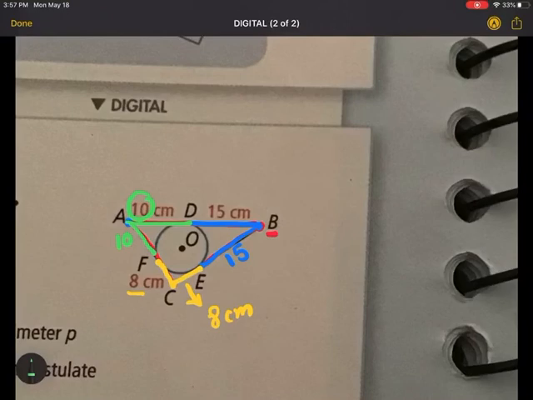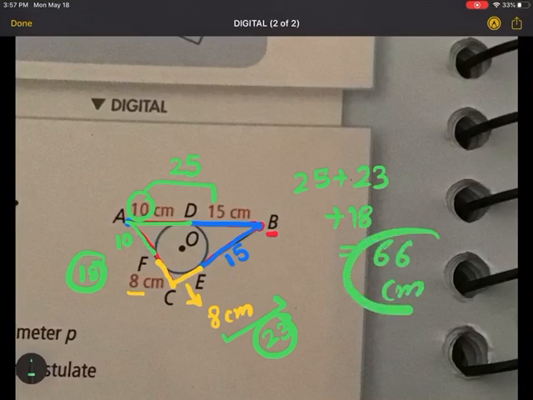So if I asked you to find the perimeter of this shape, what would you do? Basically it's just adding all three sides. So 10 plus 15, this would be this side for this triangle outside the circle. The other side, 15 and 8, would be 23 for this side. 10 and 8 would be 18 for this side. So it's basically adding all three sides. So 25 added to 23, added to 18 at the end. So this is 66 centimeters. That would be my answer.